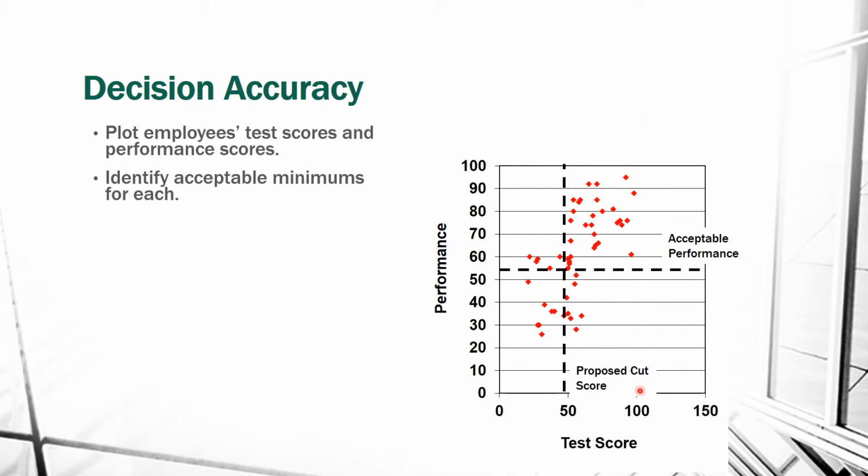We're also going to set, or propose at least, a cut score on the test. We would say anybody who scores above a 50, we would recommend for hire. Anyone who scores below this score, we think probably we're going to recommend that they not be hired. When we've set both of these minimums, we can divide this graph up into 4 quadrants. Each of these 4 quadrants represents a different kind of a decision that we've made.